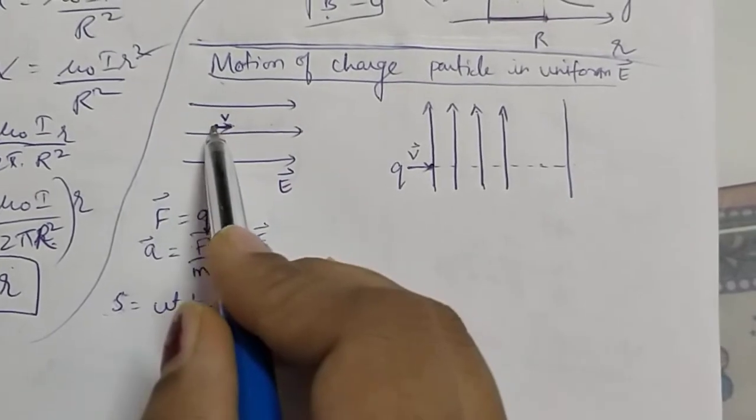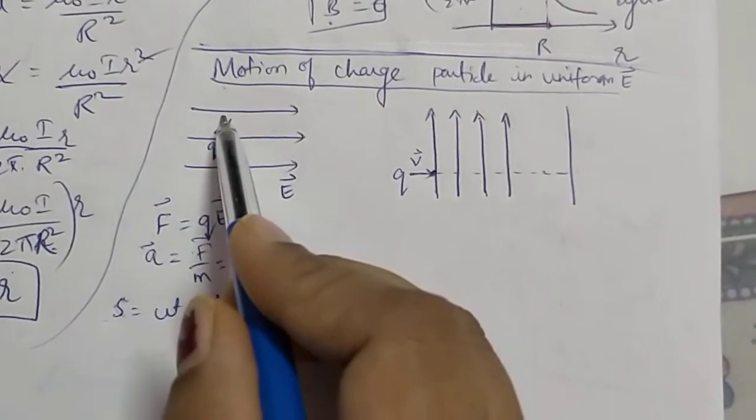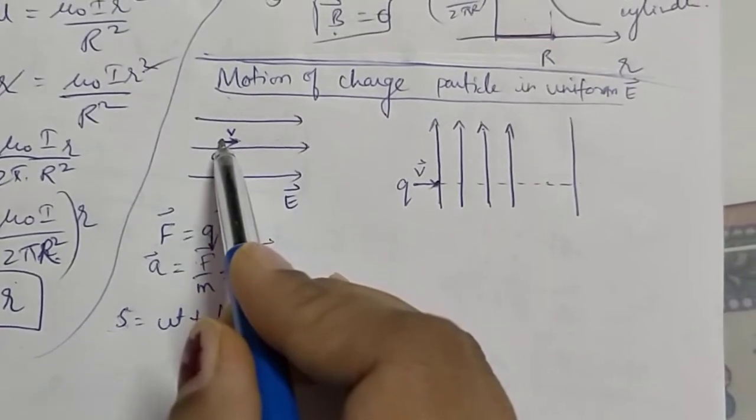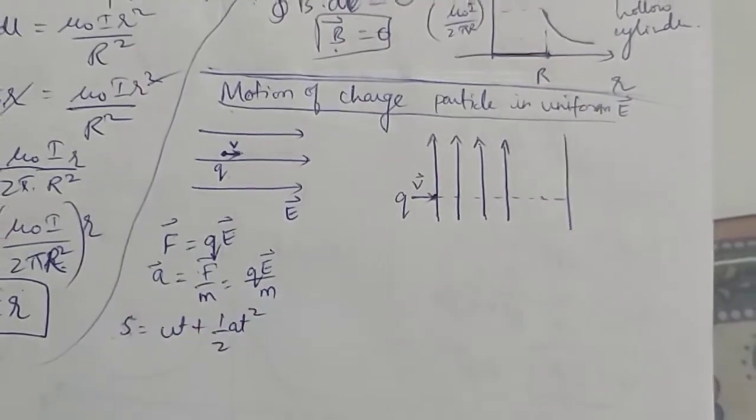But if it is a negative charge, then the acceleration will be in this direction, opposite to the motion. That means there will be deceleration, so the speed of the particle will decrease, it will become 0, and then finally it will increase in this direction.